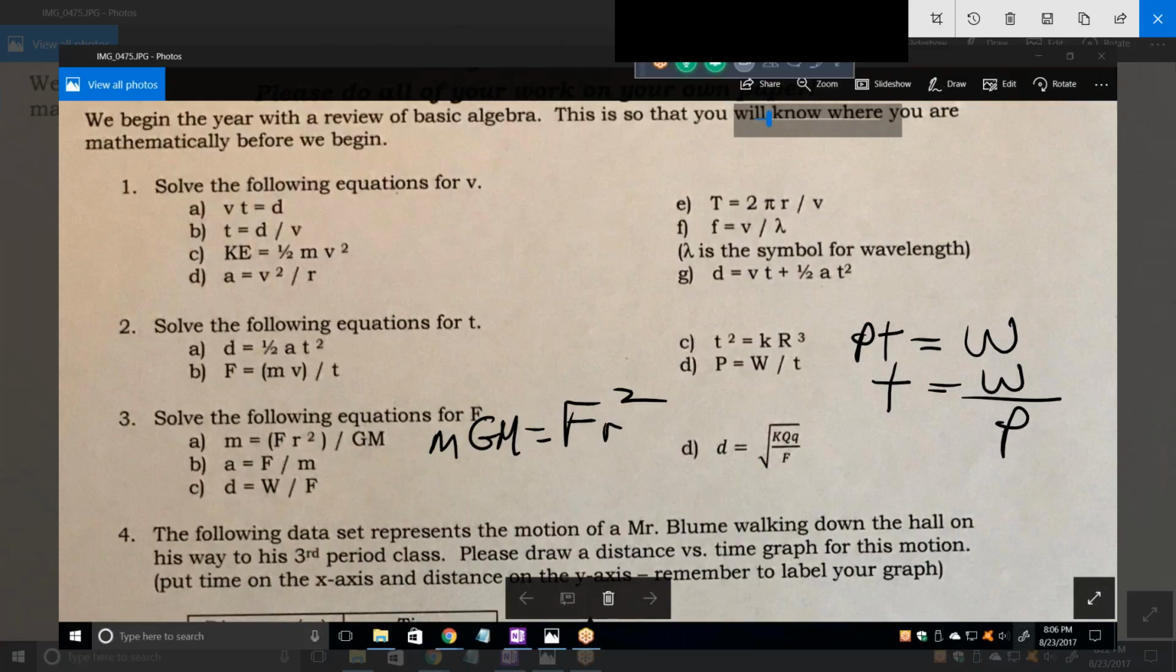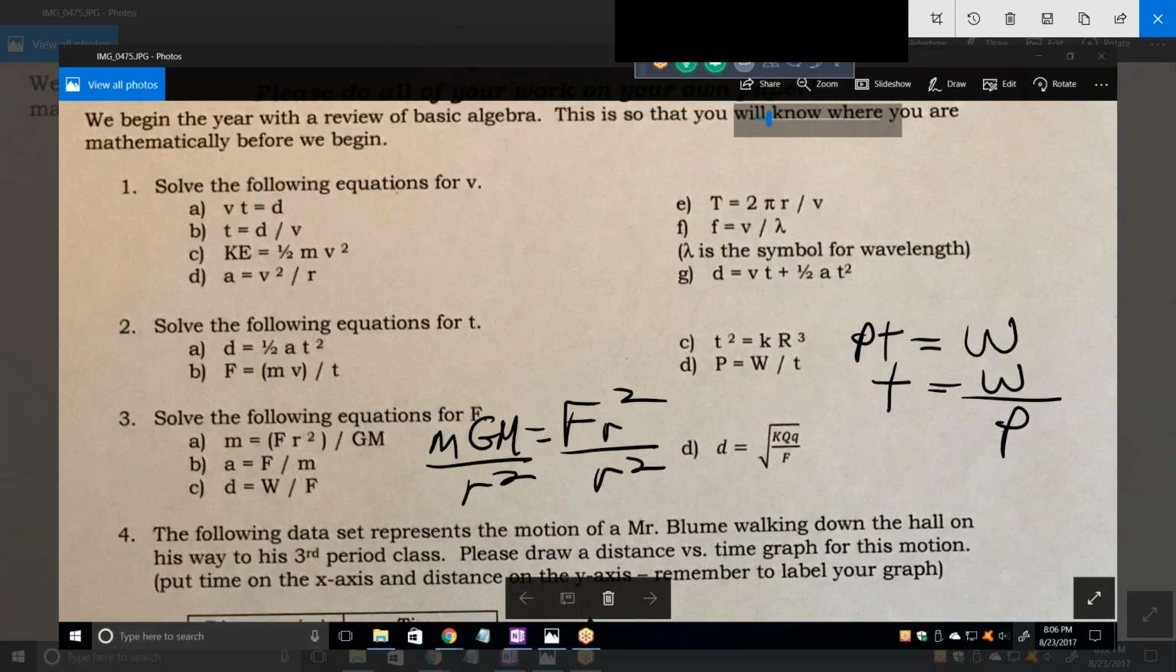R squared. How do I get rid of R squared? Square root each side. No. If I square root both sides, I'm not going to be left with F. I'm going to have the square root of F, and then I'm going to have a times R. That's not going to help. What? Just divide both sides by R squared. Okay. Yeah. You see?